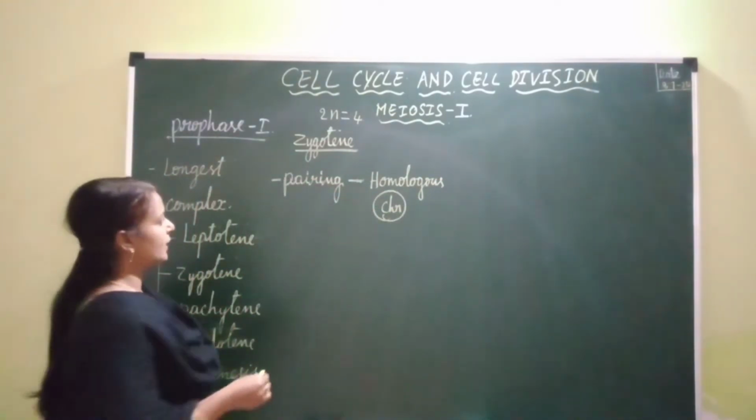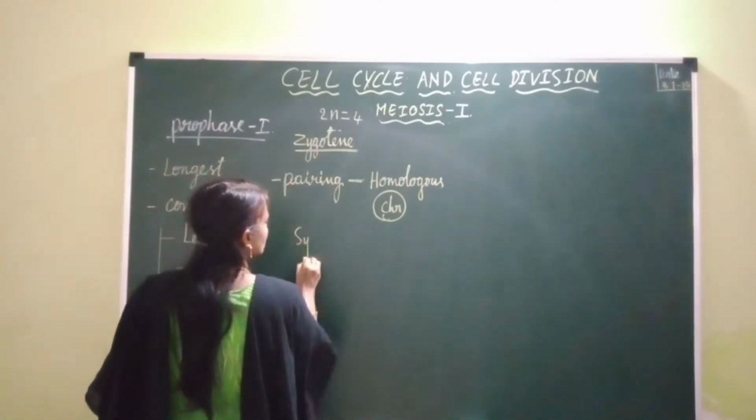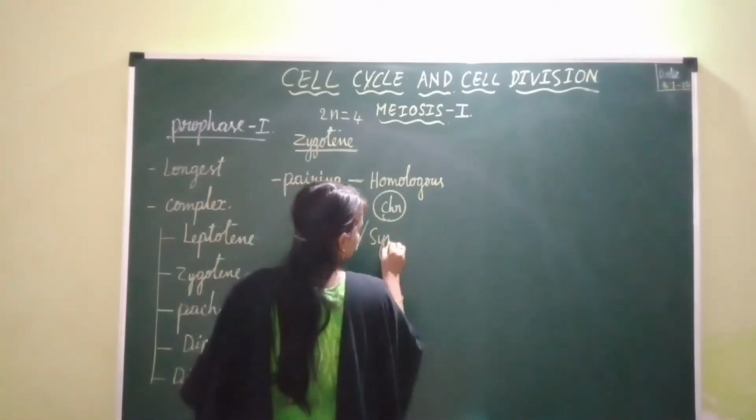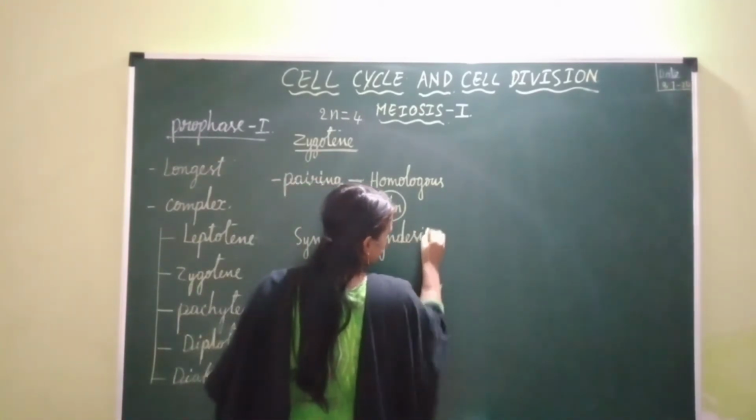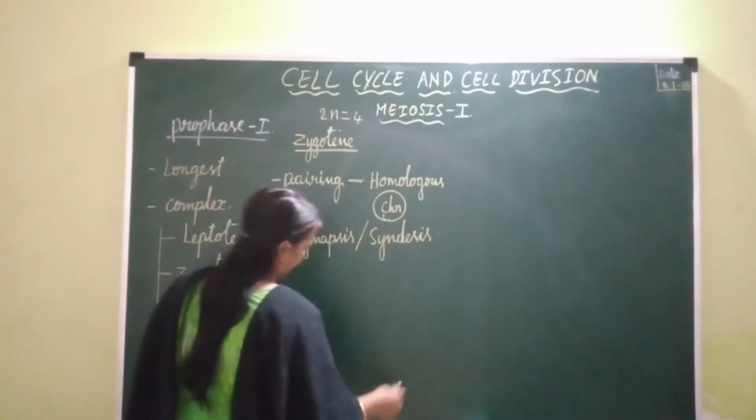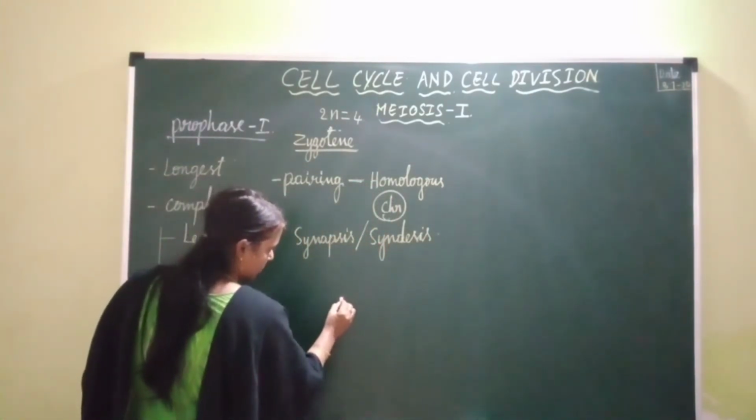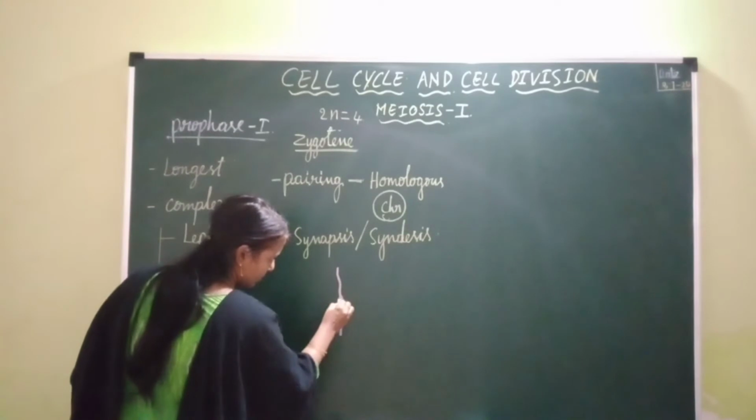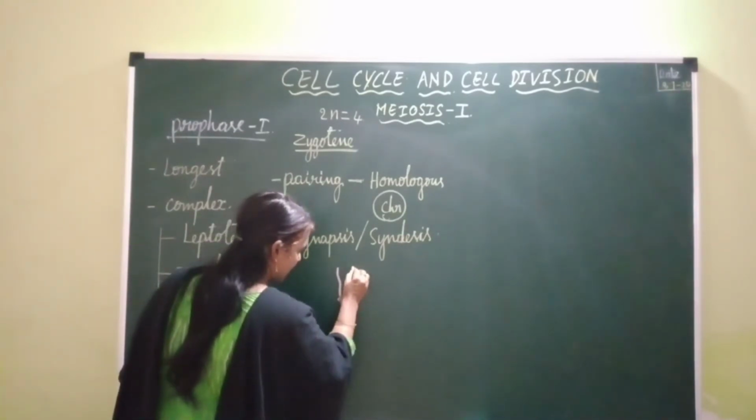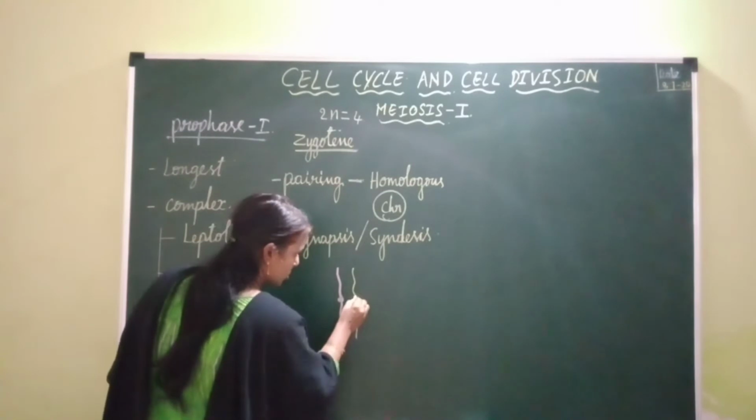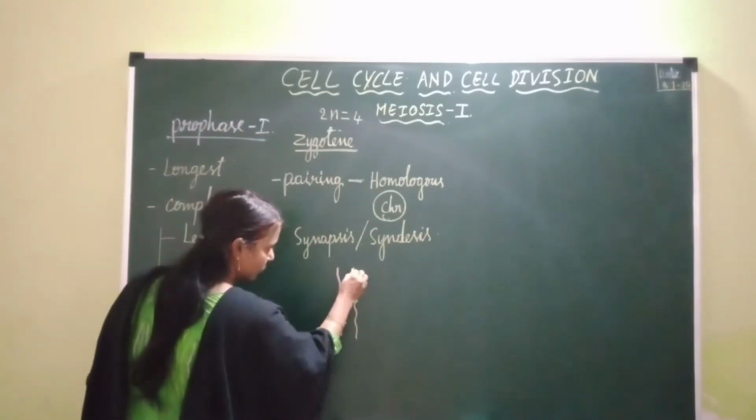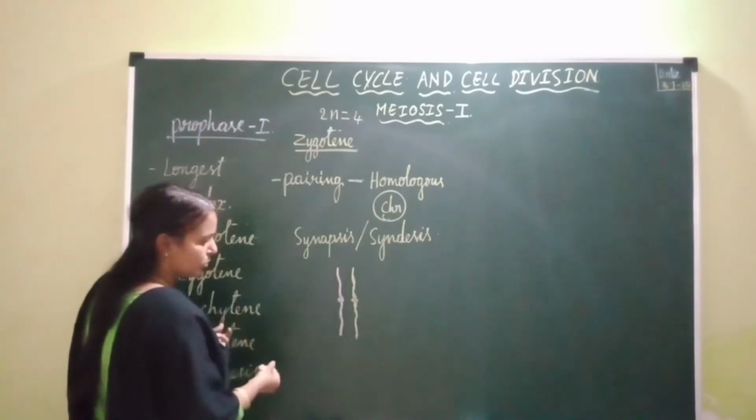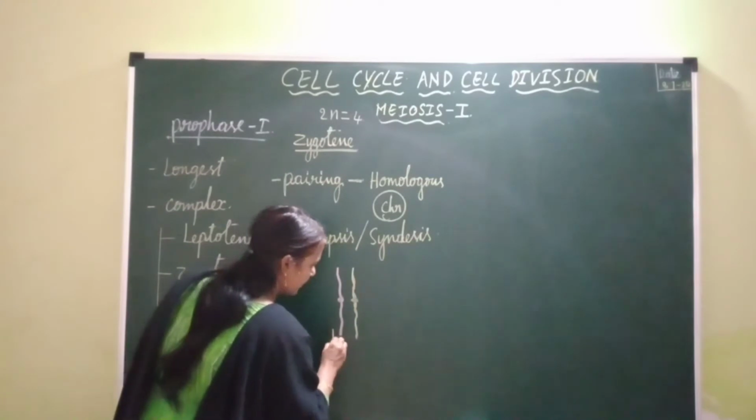This process of pairing is called synapsis, or it is also called syndesis. Let's see these chromosomes. These are two homologous chromosomes, among which one is the maternal chromosome and the other one is the paternal chromosome. And these two chromosomes are homologous to each other.